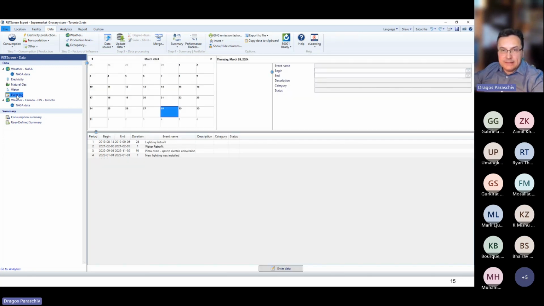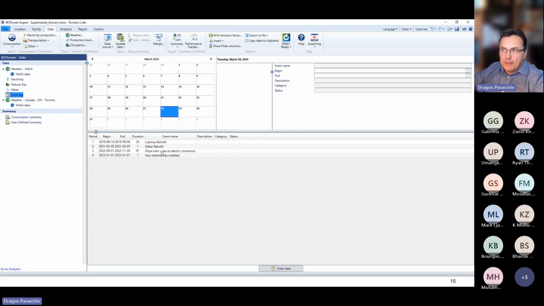The energy management team usually keeps track of factors of influence, events. In this case, for this facility, we identified a number of events. A lighting retrofit, very popular in buildings with long hours of operation, especially now that we have LED technology. This project was completed in 2019. We have a water retrofit that was completed in 2021. Again, we are not going to analyze water today.